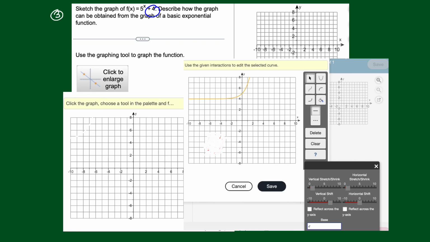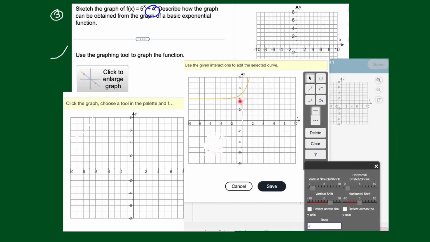Now 5 to the x, that's that basic exponential shape right there, that growth shape, but plus 4. So it's going to be up here 4 units. It's going to be 1, 2, 3, 4. But when I use this tool on the right here, and I even come up here and drop it in, it doesn't matter. It's not going to drop it in there. It's going to drop it down here, like this. It's going to go through here.